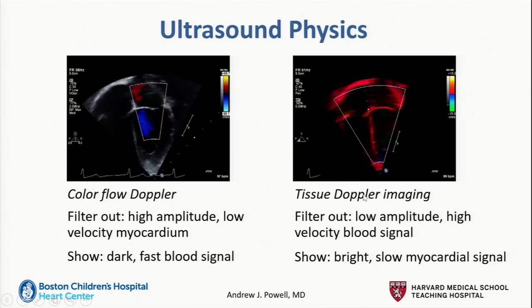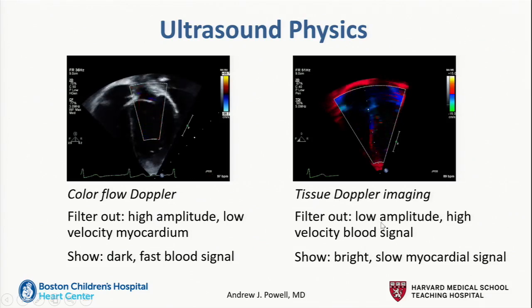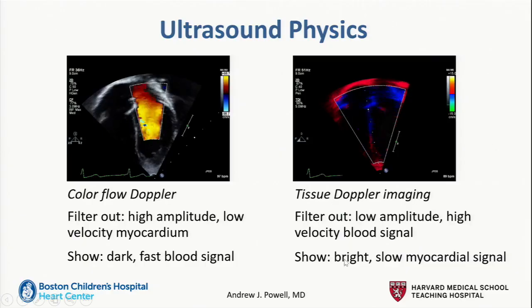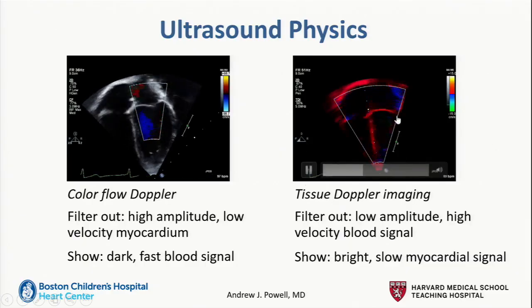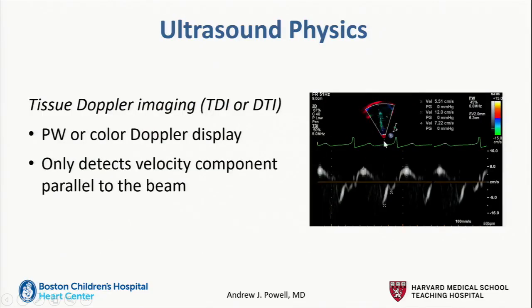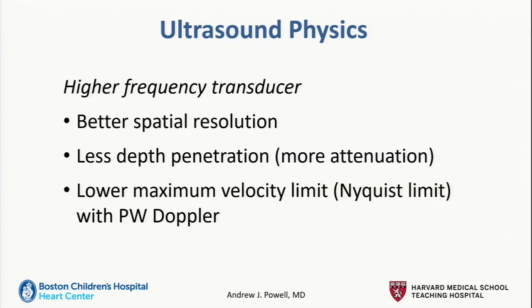Here with tissue Doppler imaging, you're kind of flipping everything around. You're filtering out the low amplitude or dark signal, and you're saying filter out the high velocity blood signal, and that will leave behind the bright, slow myocardial signal. And you can do tissue Doppler here with this color display, or you can do pulse wave Doppler and just put it down on the particular tissue here and display it like this. But again, with tissue Doppler and color Doppler, it's still Doppler, and you're only detecting that velocity component that's parallel to the beam.